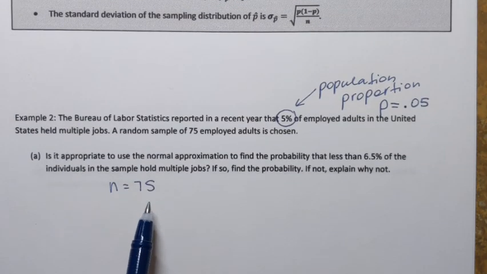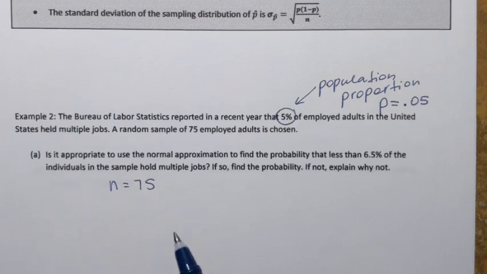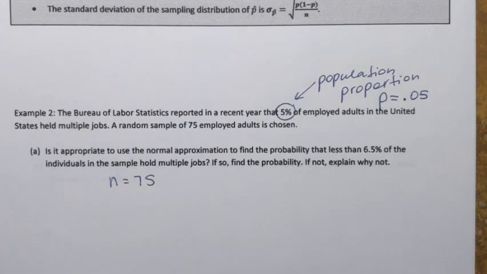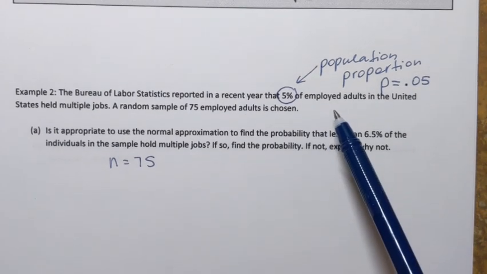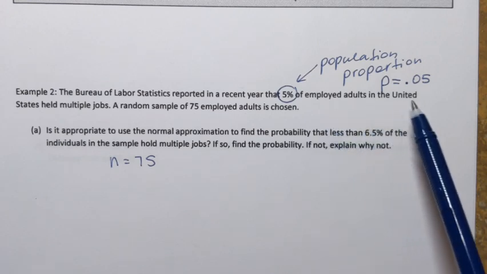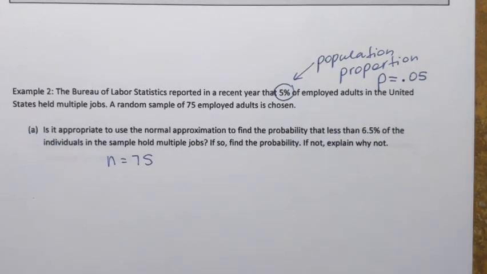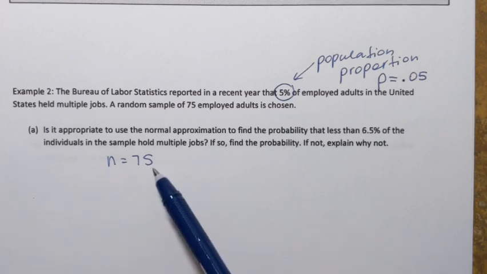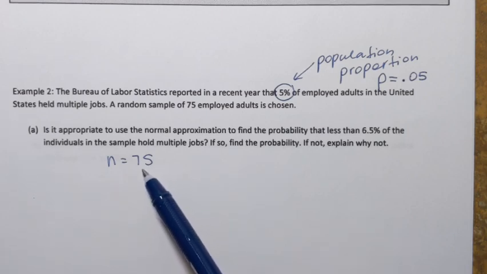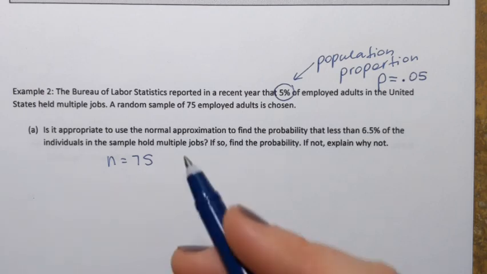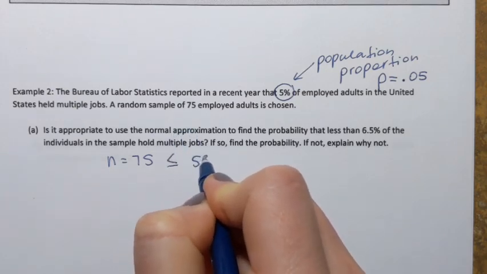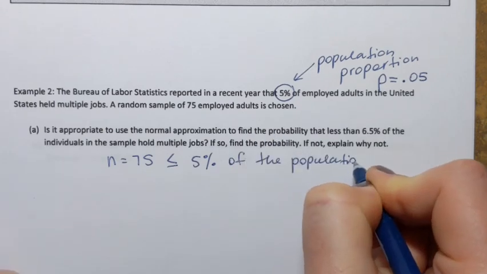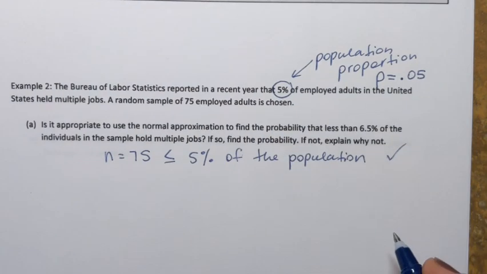Is it less than 5% of population size? We don't have information about the size of the population, but we can just make a rough estimate without even naming any numbers. So if population here is all employed adults in the United States, we know that these are millions of people, right? So definitely 75 individuals or 75 adults is less than 5% of the population. So that's less than or equal to 5% of the population. So that condition is satisfied.